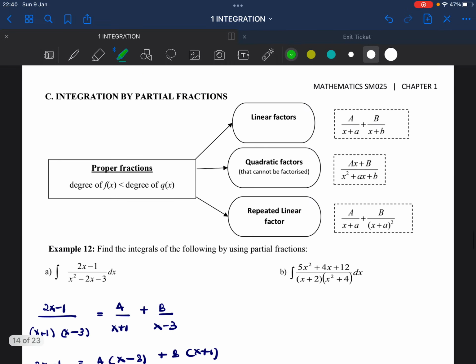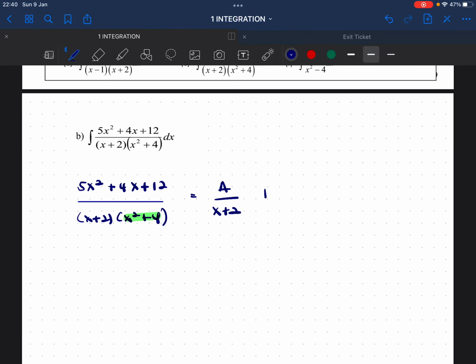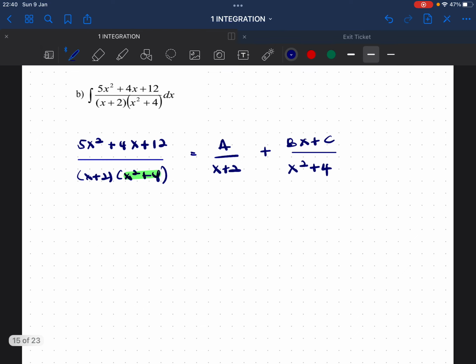So in our case, that will be plus Bx plus C. Okay, Bx plus C over the factor x squared plus 4. Alright, so now multiply everything by the factor. You will get 5x squared plus 4x plus 12 equals to A(x squared plus 4) plus, be careful, this one is a whole, (Bx plus C)(x plus 2).